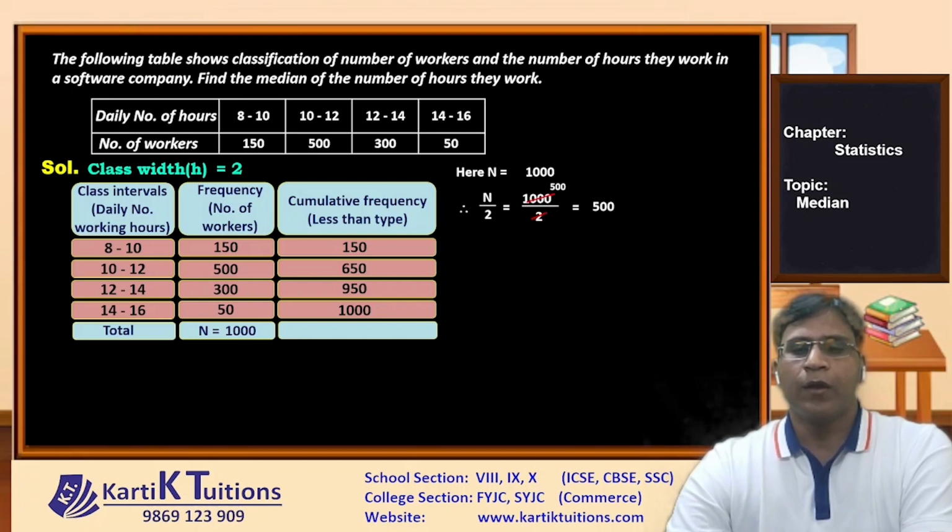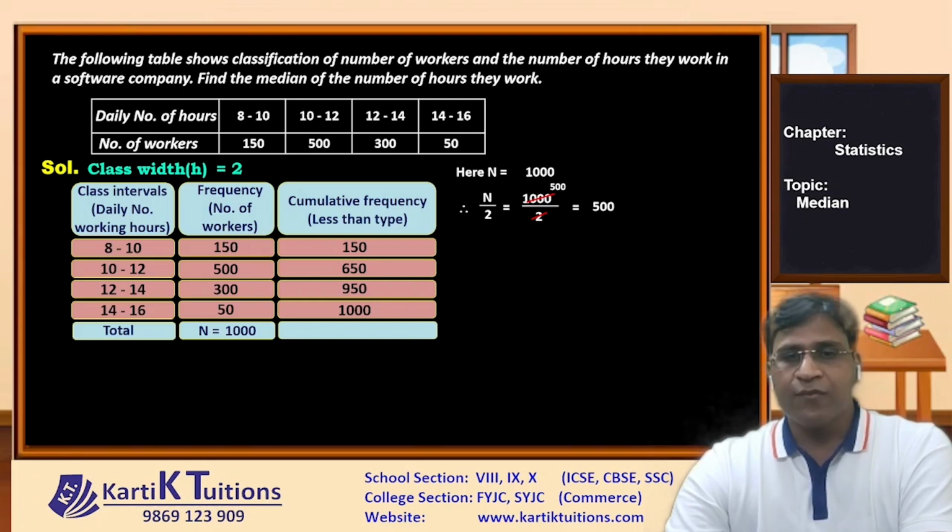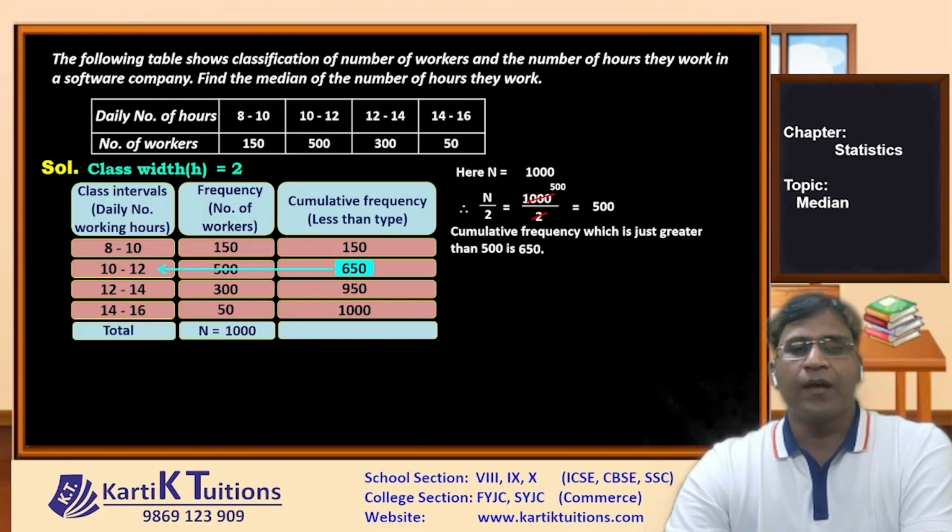Do you all agree? Now observe the cumulative frequency column. Tell me the class where the cumulative frequency is just greater than 500 or equal to 500. Of course you can't see 500 in the cumulative frequency column. So which is the just greater value than that? It's 650. Do you all agree? Since 650 is the just greater value than 500, the class having that value becomes our median class. So here the median class is 10 to 12.